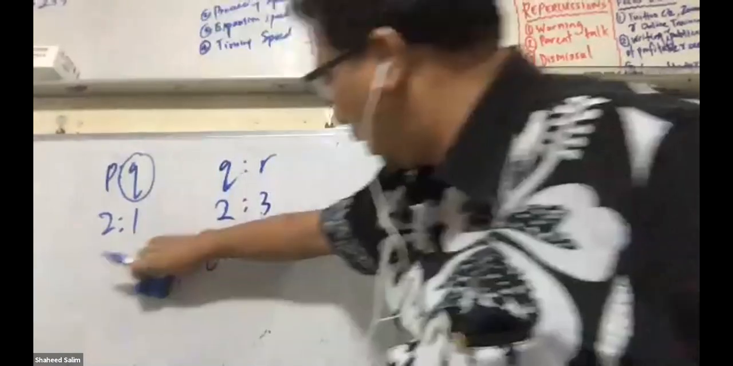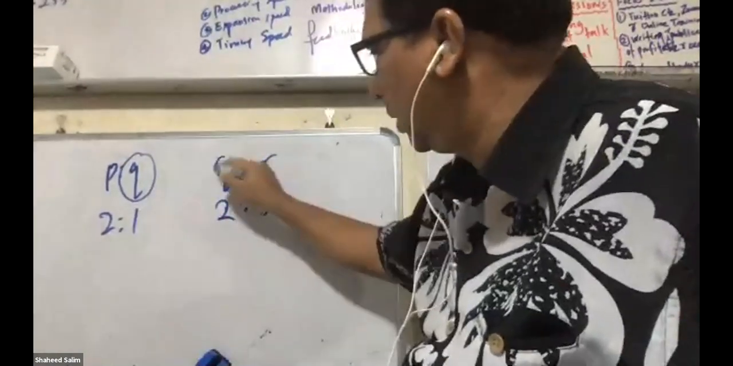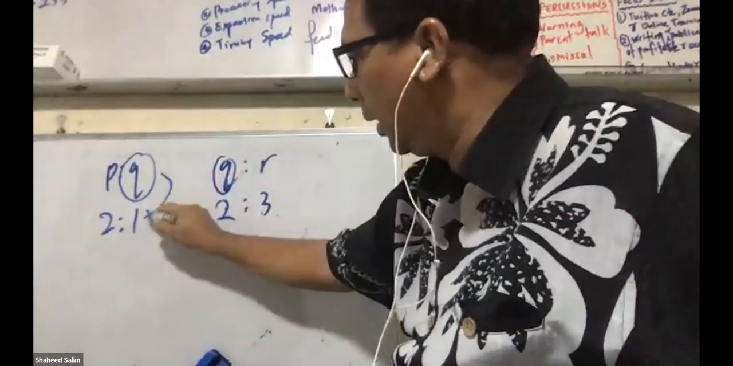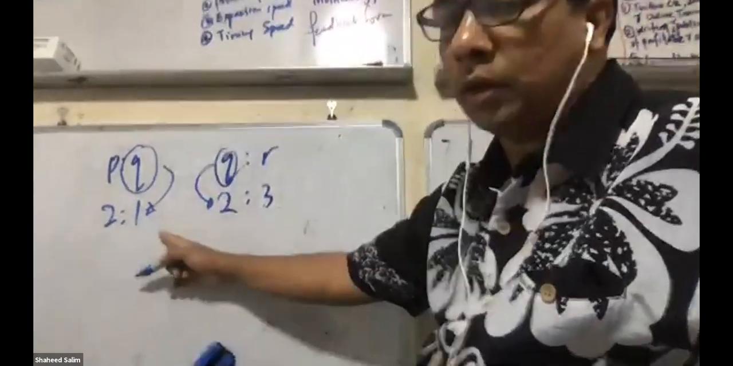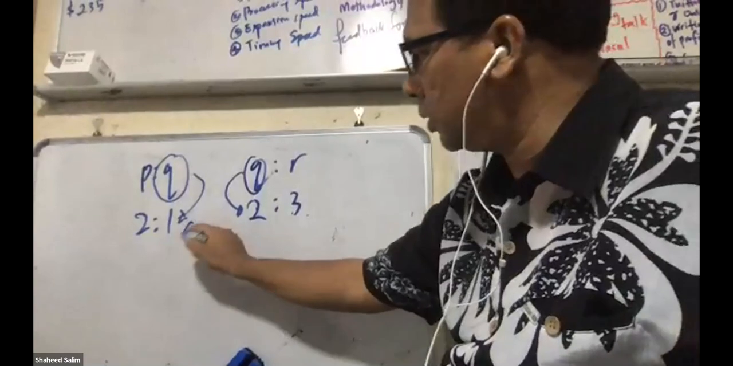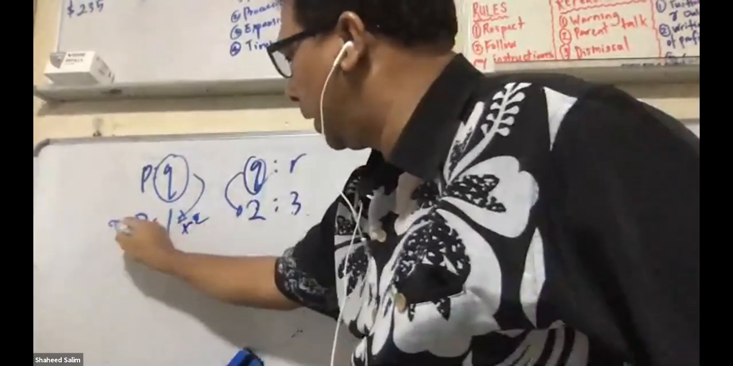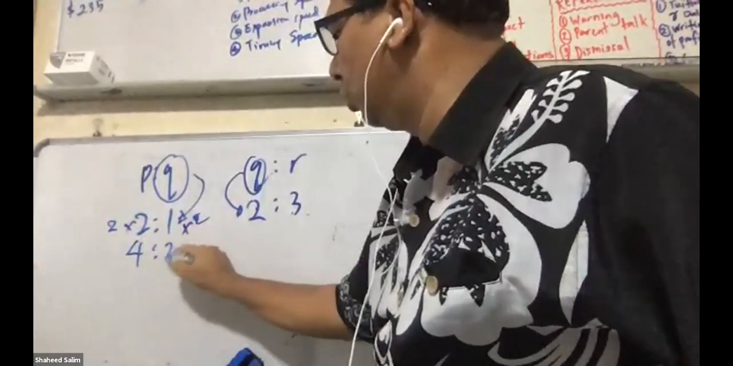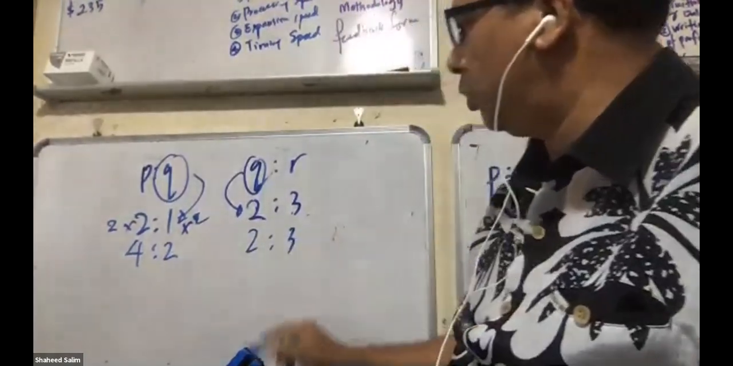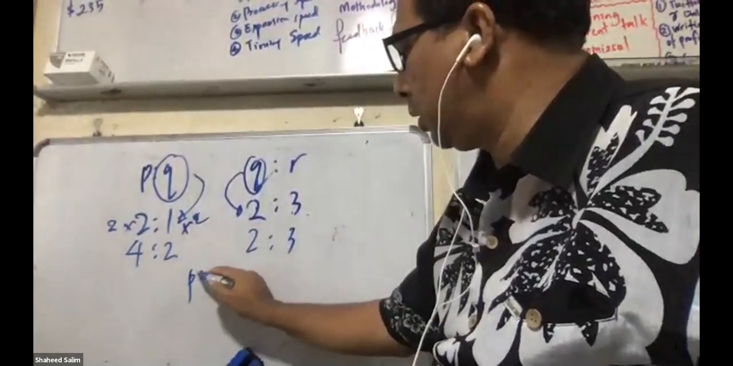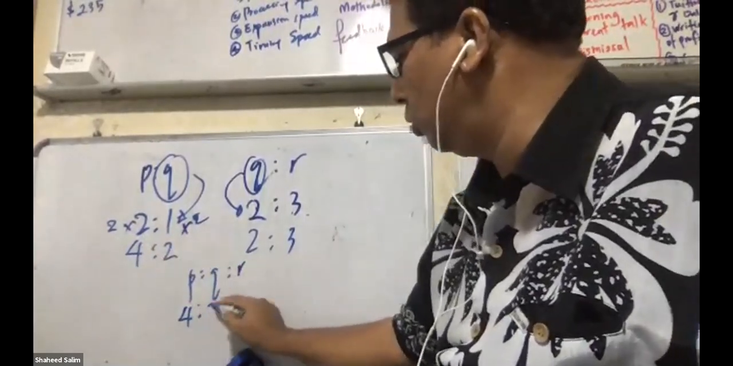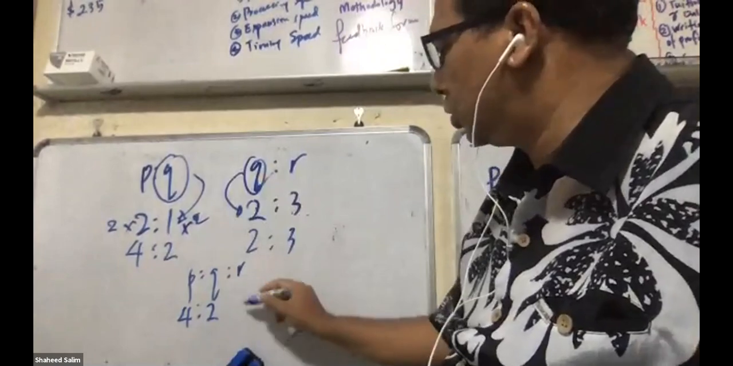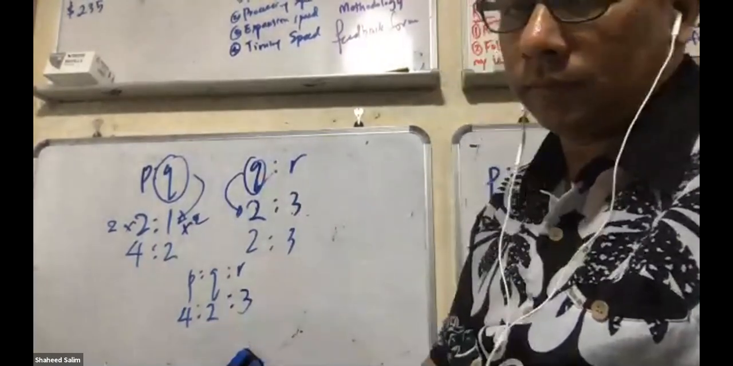Now let us look at the Q first. This Q is 1. This Q is 2. So make this one into 2, right? So you times this by 2, you times this by 2. You get 4 is to 2. Since 2 is to 3, so PQR, if we ask for PQR, we have P to Q is 4 is to 2, Q to R is 2 is to 3. Just put a 3 like that.